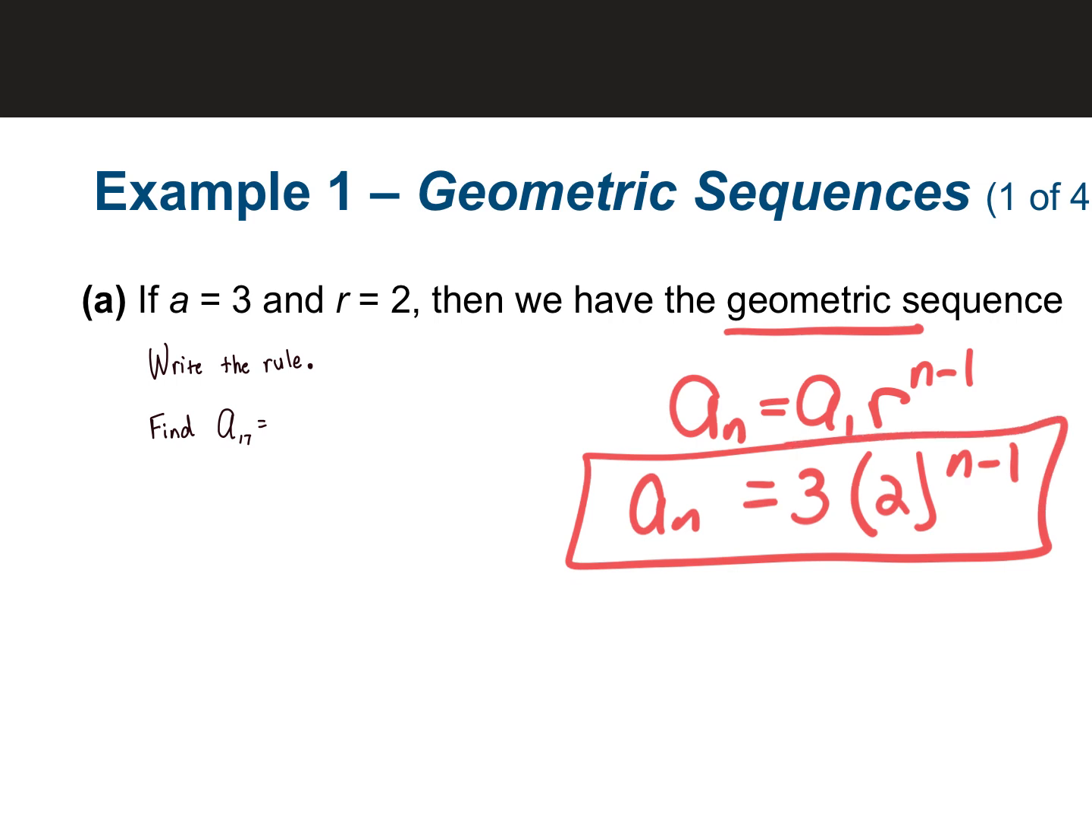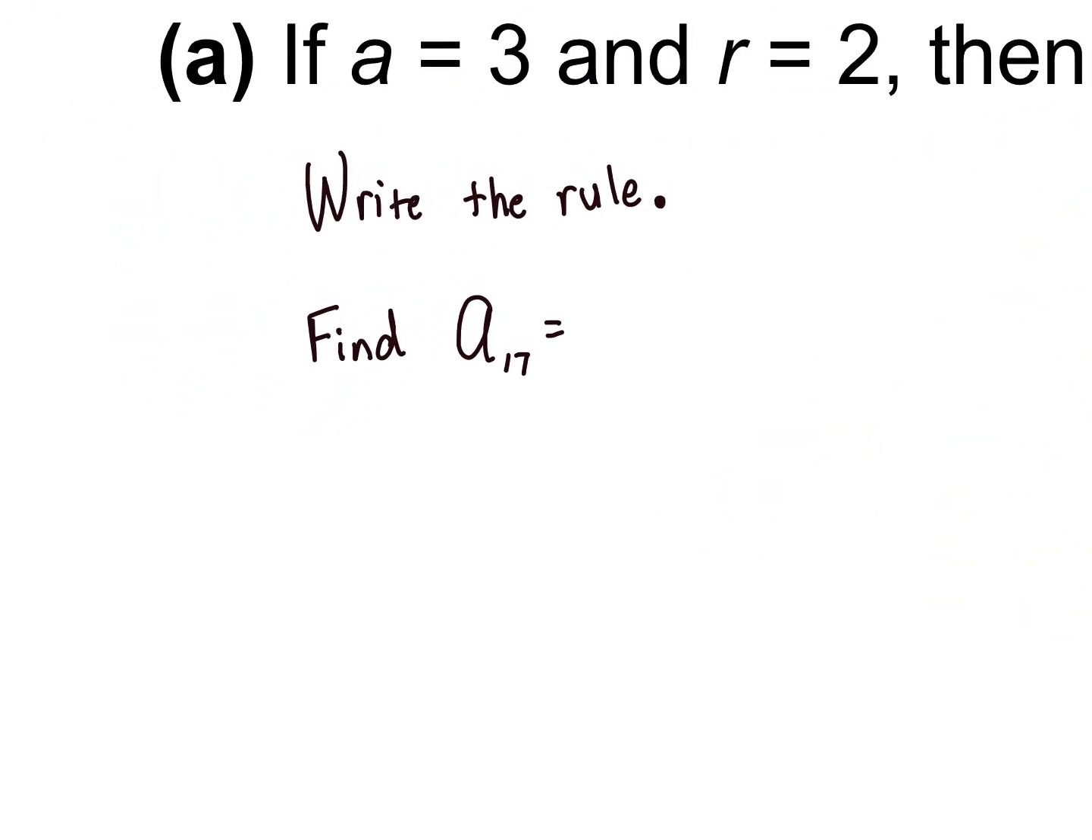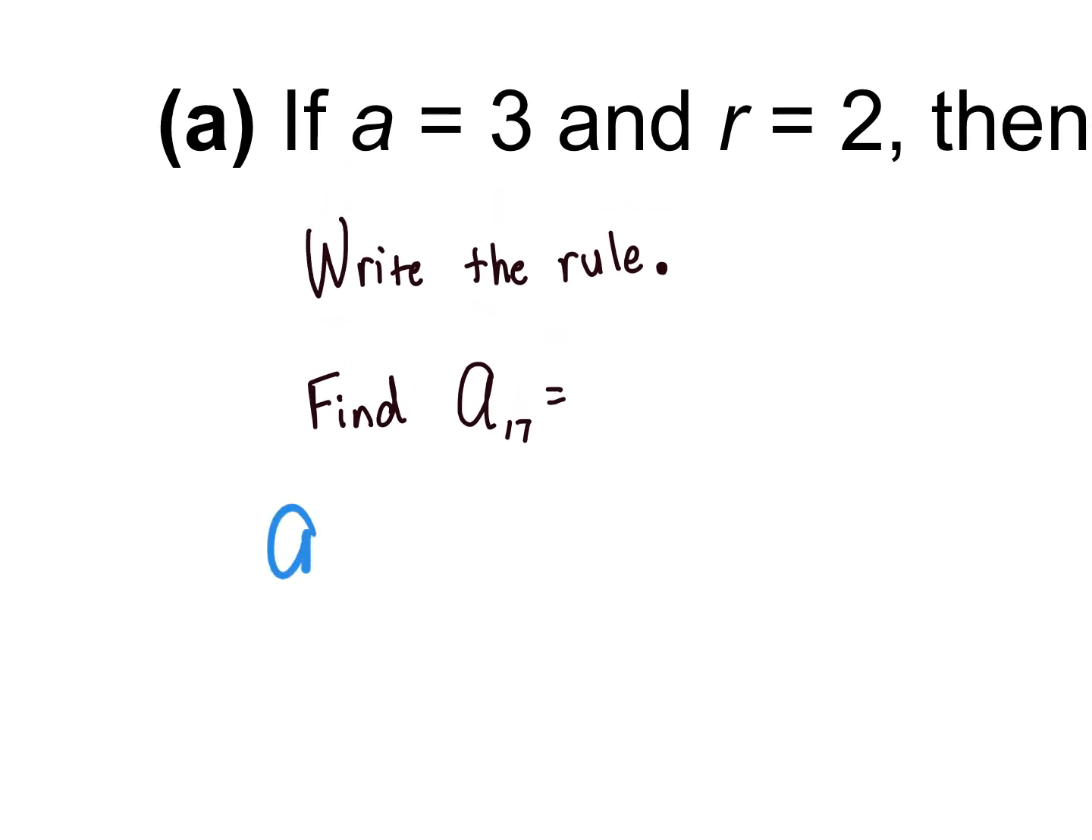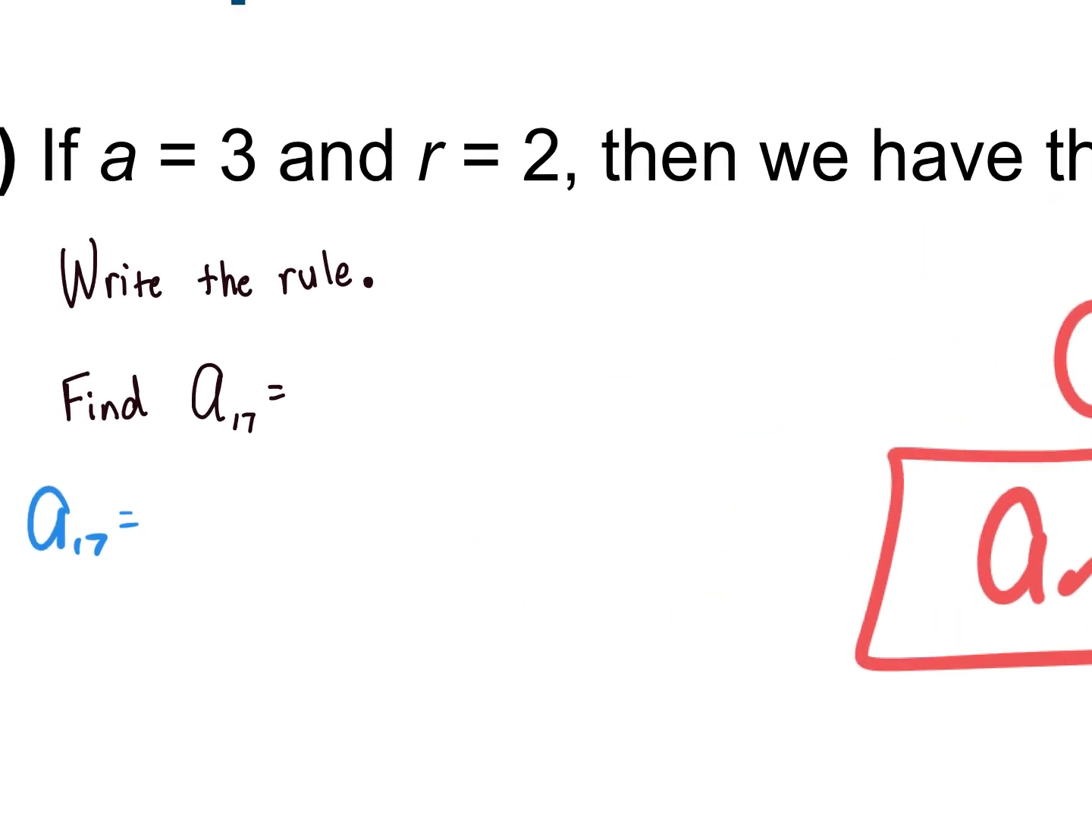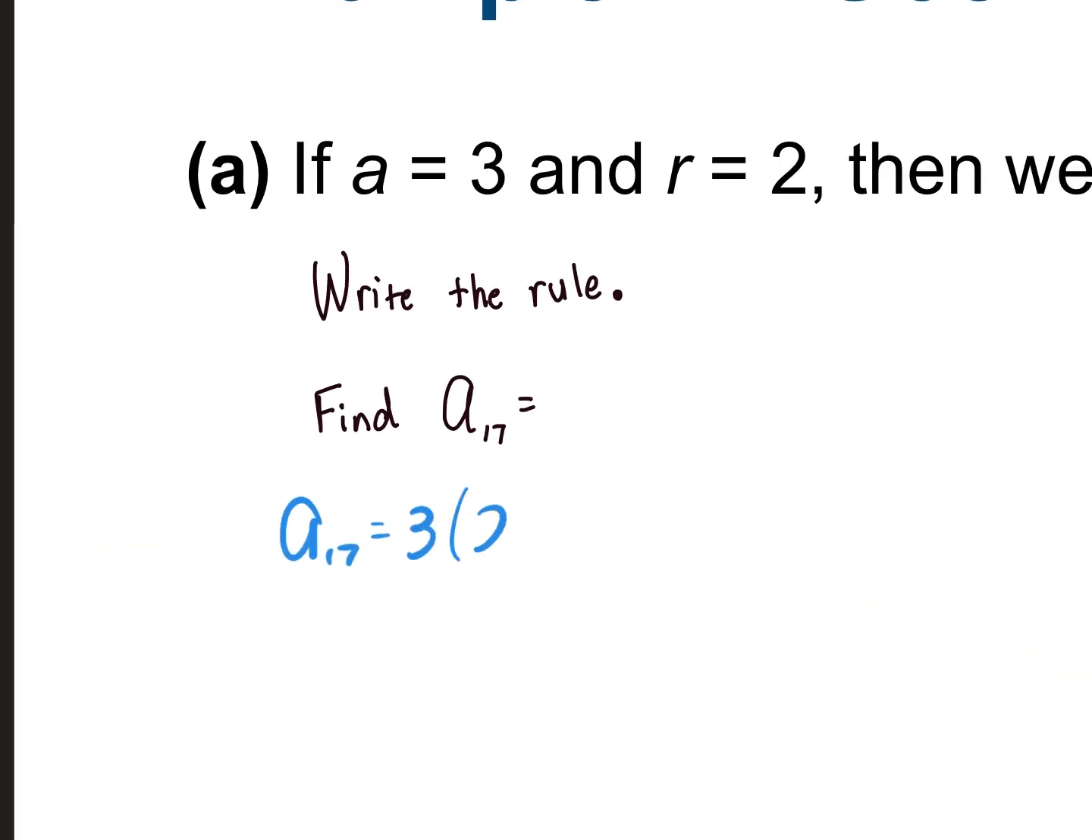That's the rule. So now if you're going to find the 17th term, again, these numbers get big in a hurry, they get small in a hurry, and I just made this example, so I don't think it works pretty, but we'll go. So if I'm going to find the 17th term, I'm going to take my rule, and it's 3 times 2 to the 17 minus 1 power.